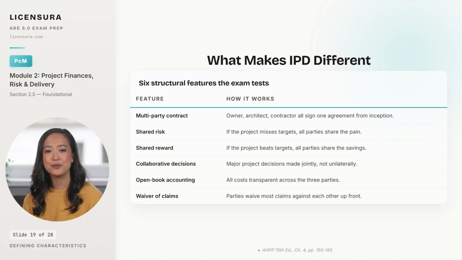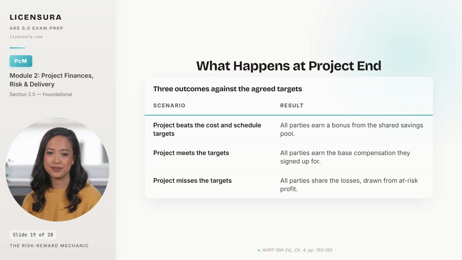The financial mechanism, the pooled at-risk profit, is the part the exam loves to ask about because it is what genuinely aligns the team's incentives. 3 outcomes, and the structural beauty of IPD is that every party experiences each outcome together. If the project beats its cost and schedule targets, all 3 parties, owner, architect, contractor, earn a bonus from the shared savings pool. If the project lands on its targets, all 3 earn the base compensation they signed up for.